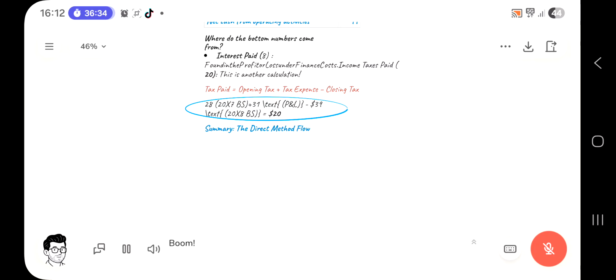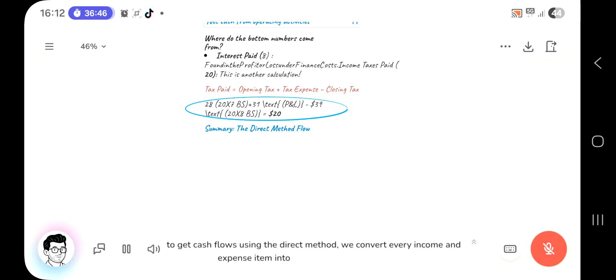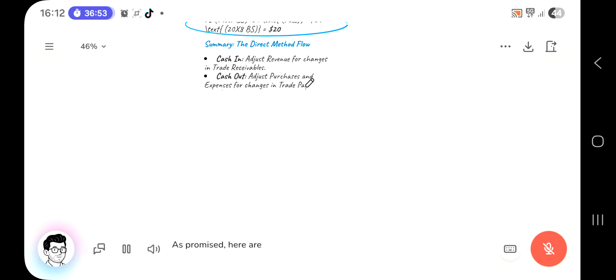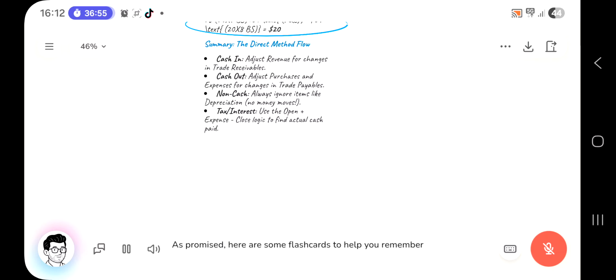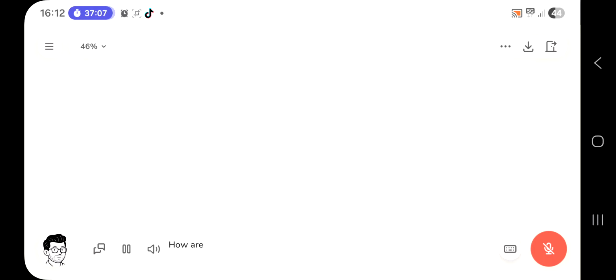Boom, we just built the whole operating section. Here is the summary. To get cash flows using the direct method, we convert every income and expense item into actual cash moving in or out. As promised, here are some flashcards to help you remember the key logic for your homework. How are you feeling about the direct method now? Ready to tackle the investing or financing sections next? Or did we nail what you needed?